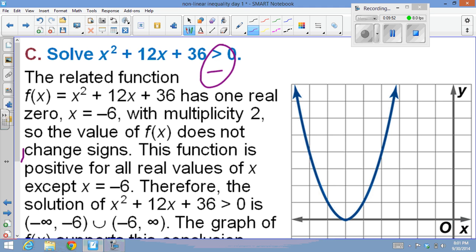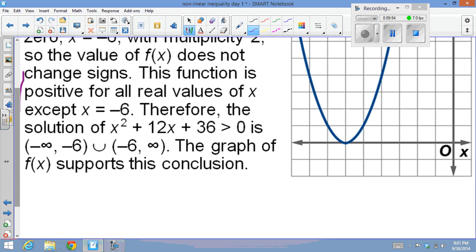So if I write that in interval notation, it would be written like this: between negative infinity and -6, and -6 to positive infinity.